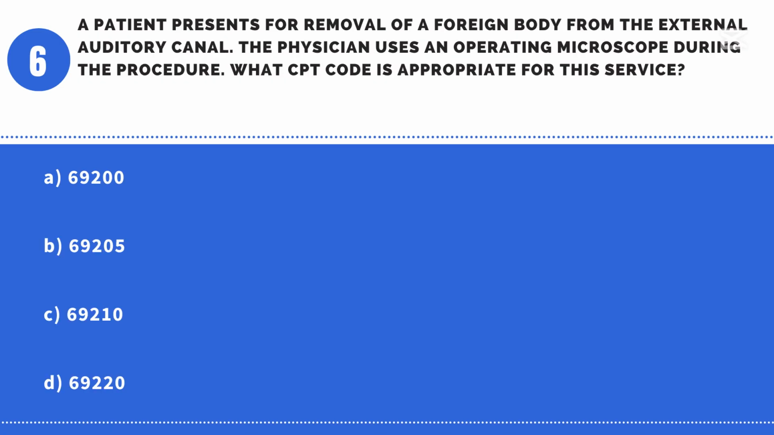Question 6. A patient presents for removal of a foreign body from the external auditory canal. The physician uses an operating microscope during the procedure. What CPT code is appropriate for this service? A. 69200. B. 69205. C. 69210. D. 69220.